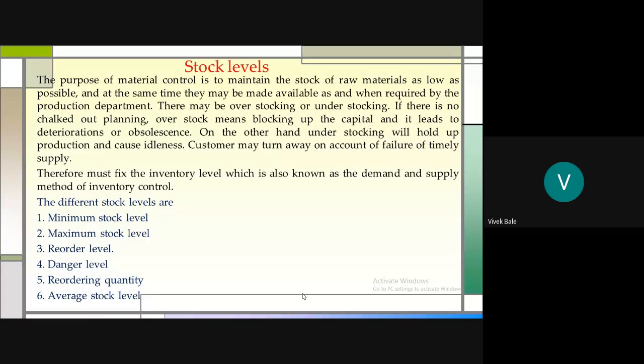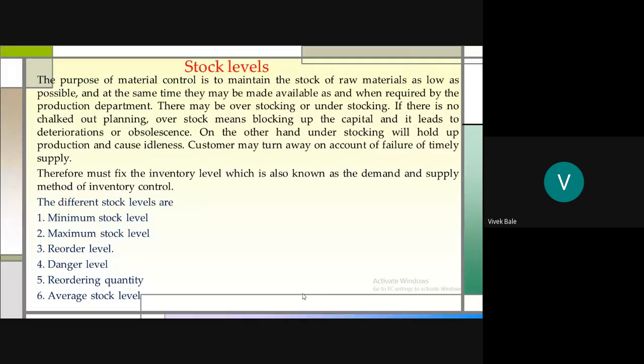Reordering quantity. Many times this reordering quantity is called the economic order quantity. It means that whenever you issue an order to the supplier, that order should be in such a way that your ordering and carrying cost should be minimum, at the lowest price. So this quantity is known as the reorder quantity.